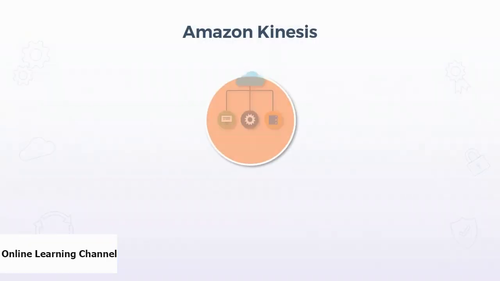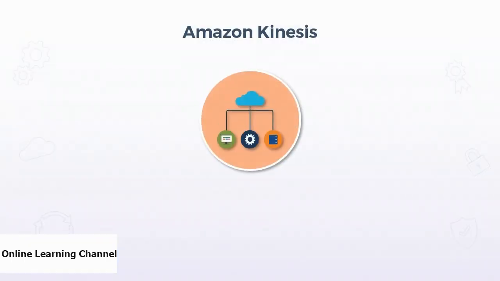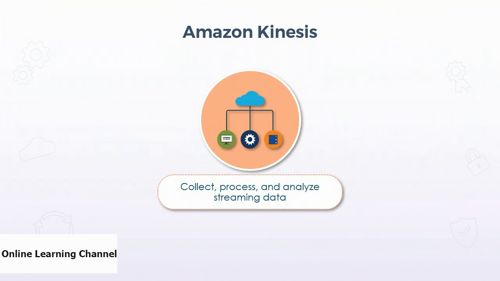In this video, we will learn what is Amazon Kinesis and its features. Amazon Kinesis is a service offered by AWS that enables users to collect, process, and analyze streaming data in real time so that insights can be generated instantly and intended actions can be implemented very promptly based on the new information that is collected.